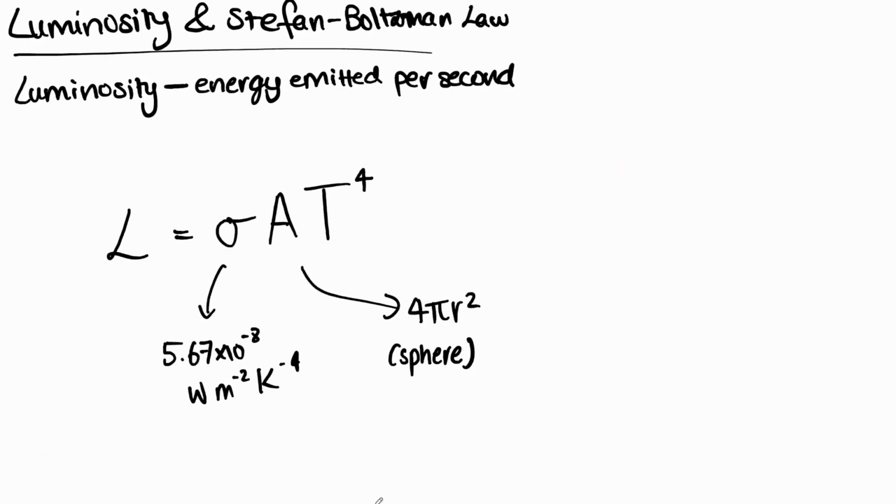Then we have luminosity and the Stefan Boltzmann law. Luminosity is the energy emitted per second, and it can be calculated by multiplying the Stefan Boltzmann constant, so 5.67 times 10 to the minus 8, times the area, times the temperature to the power 4. So for example, we have the sun here, and to calculate its luminosity, we know the constant, but the area is then the surface area of a sphere, which is this, and that's how you do it.